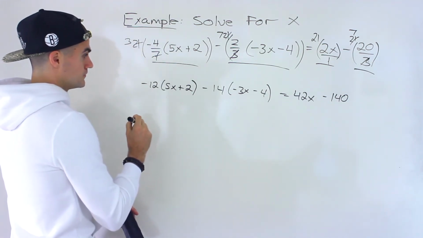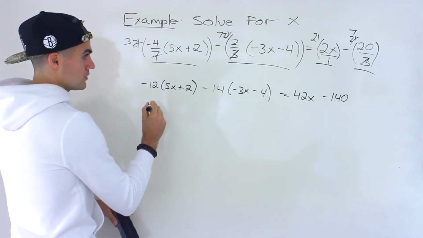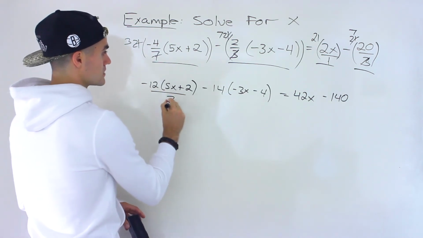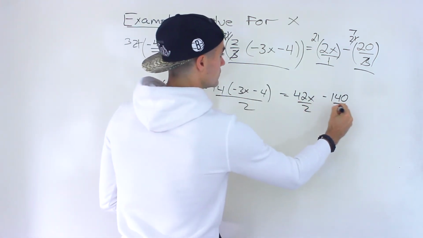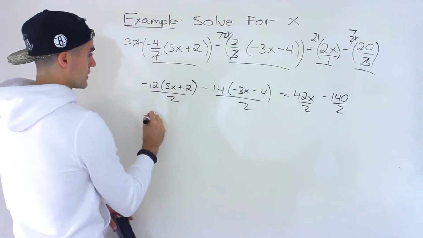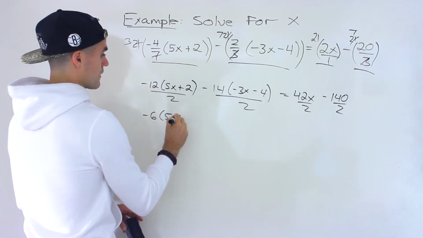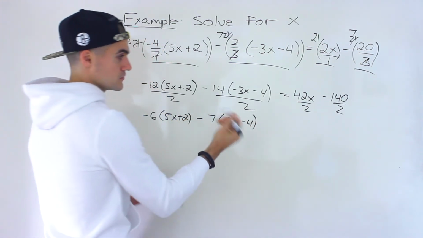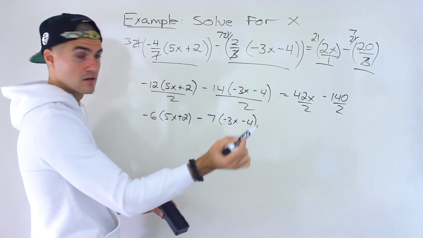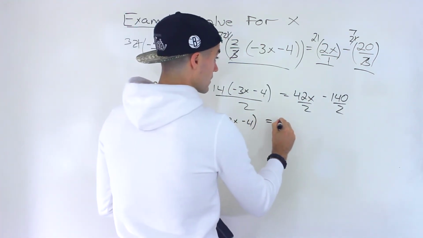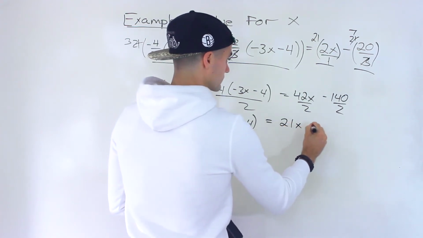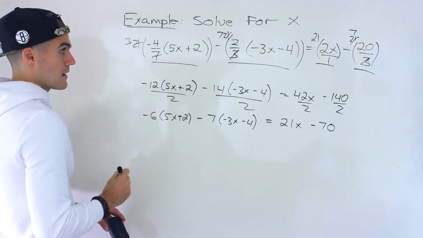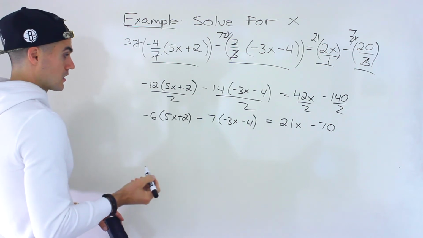And so from here, what we can do, actually notice we could take all these terms, we can divide everything by 2. So if we divide this by 2, divide this by 2, divide this by 2, divide this by 2, what would happen is we'd have negative 6, 5x plus 2, minus 7, negative 3x minus 4. Again, this is not a step you necessarily have to do. You could just go and expand from where we were before. You're going to get the same thing. But personally, I'm going to go about it this way. So we end up with that. And then from here, we can expand.